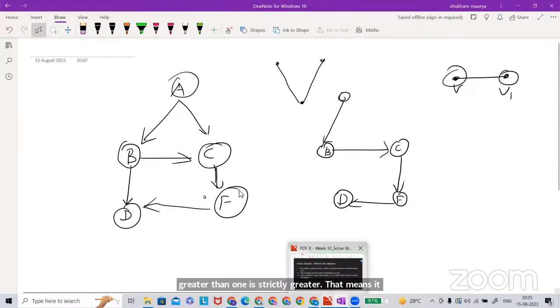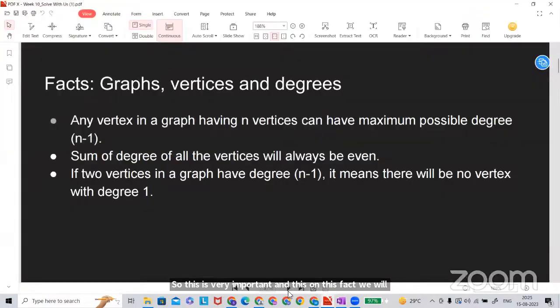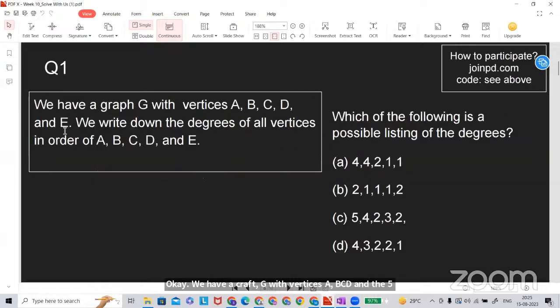So these are 3 important facts, and on these facts we are going to solve a problem, which is the next one. We have a graph G with vertices A, B, C, D, and E, 5 vertices. We write down the degrees of all vertices in the order A, B, C, D, E.